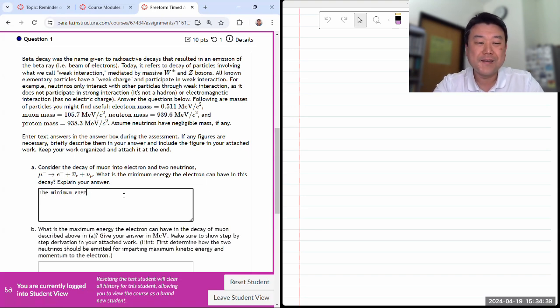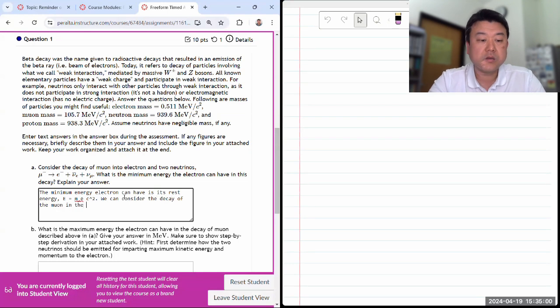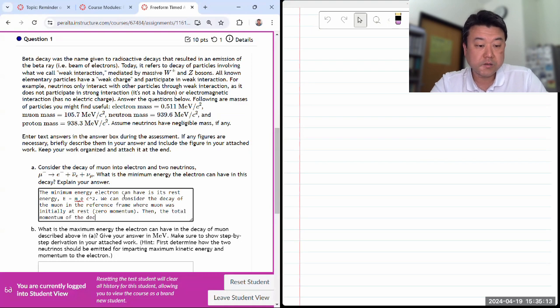The minimum energy the electron can have is its rest energy, equal to m_e c squared. The reason is that we can consider the decay of the muon in the reference frame where the muon was initially at rest, with zero momentum. Then the total momentum of the decay particles should be zero.